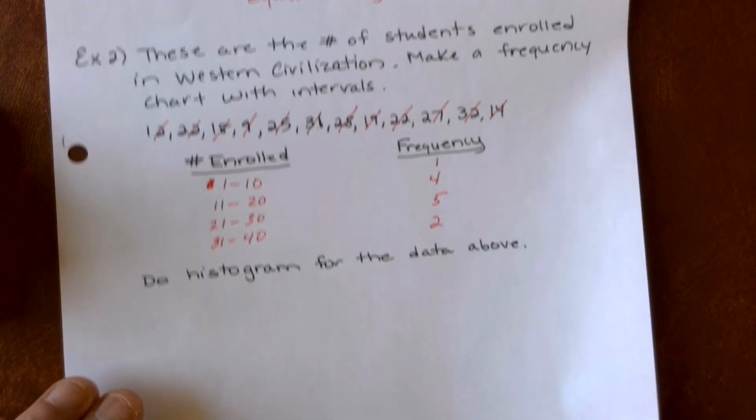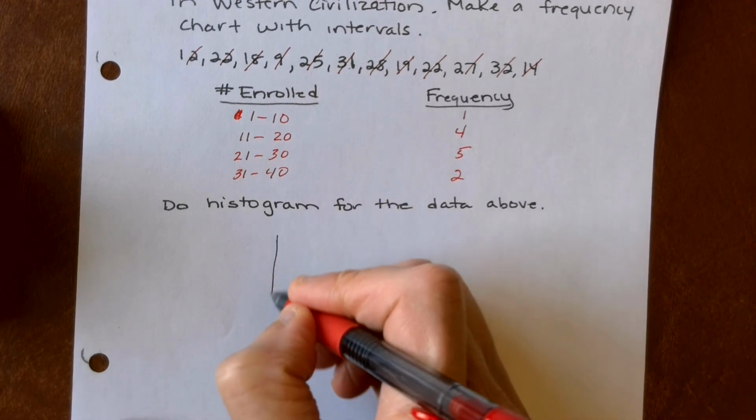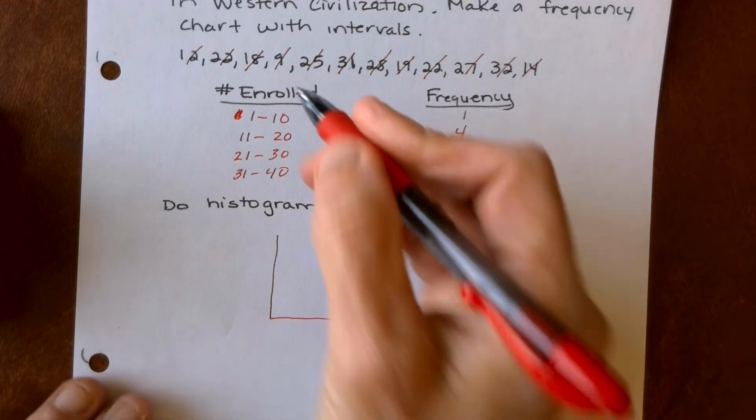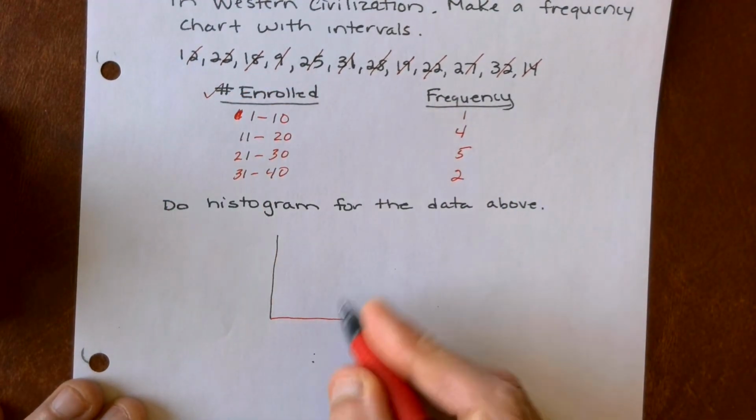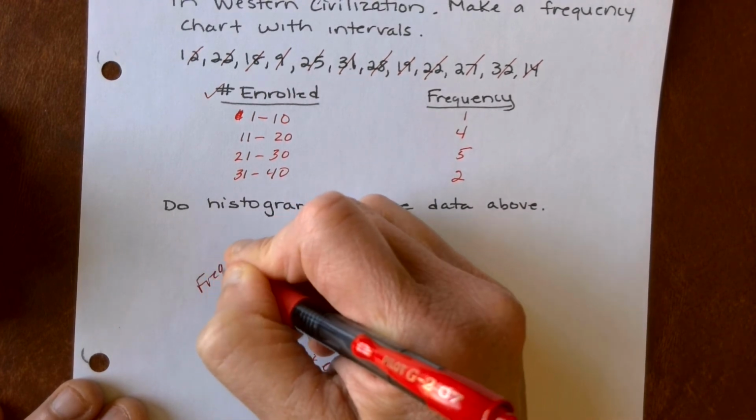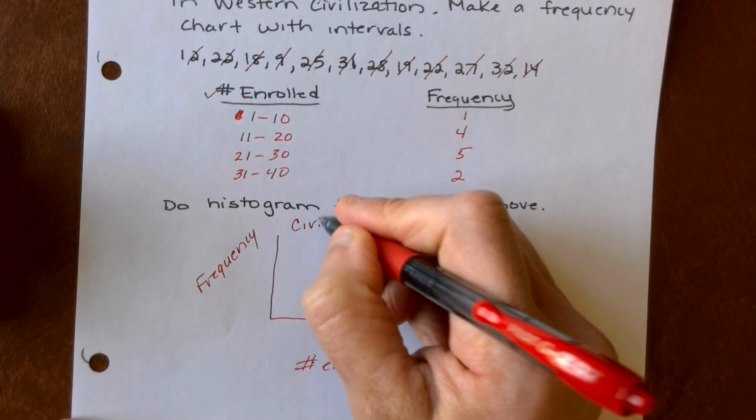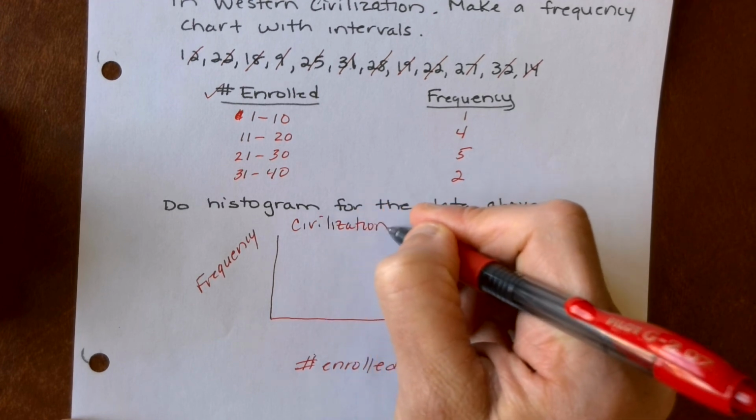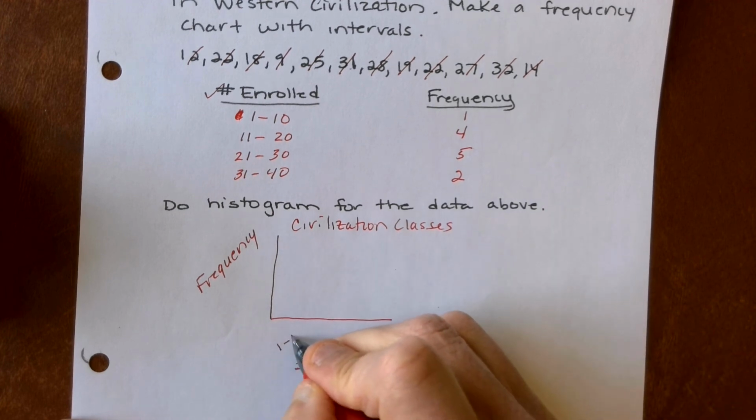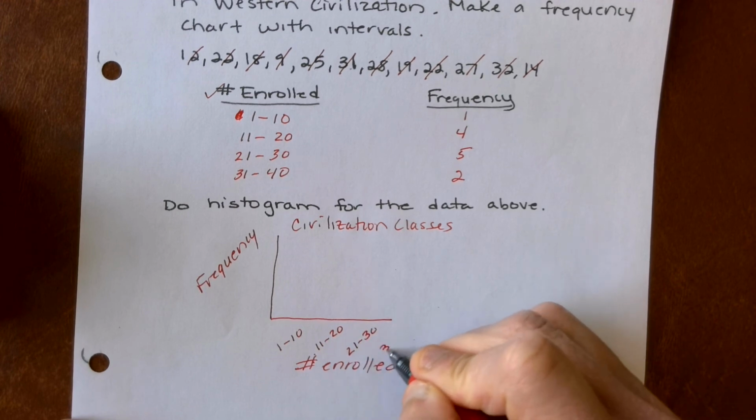Now, what we can do is take that frequency chart and put it on a histogram. They kind of go hand in hand. So you can set it up like a bar graph. You're going to have the categories on the bottom. So the number enrolled will go on the bottom, and the frequency will go on the left. And of course, this is civilization classes. We want to label our graphs. All right, so I'm going to write them down here: 1 to 10, 11 to 20, 21 to 30, and 31 to 40.